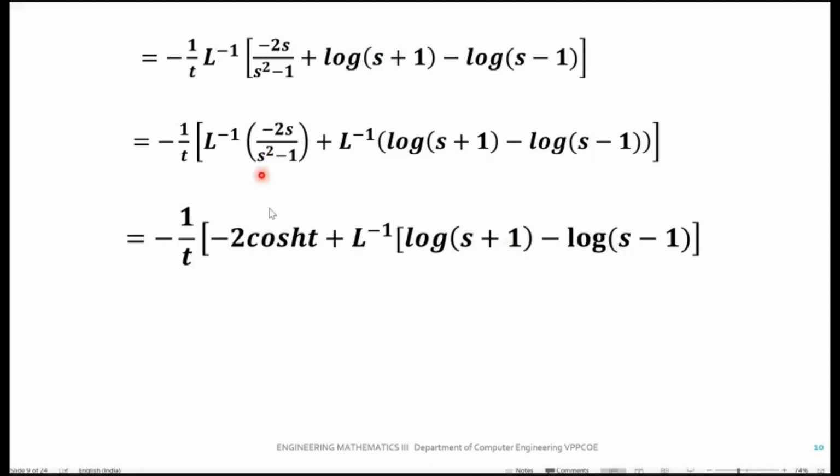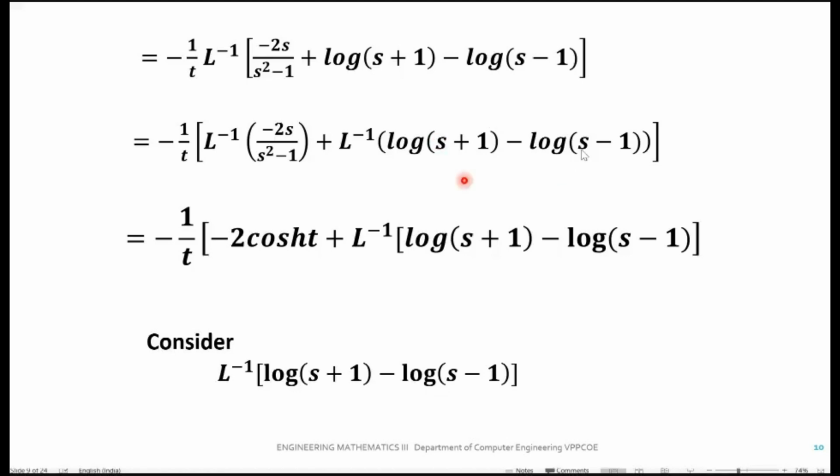उसके बाद L inverse of first term will become minus 2 cos ht, and L inverse of this term I have kept as it is. Now again you are having L inverse of a log function. ठीक है, तो अगर L inverse of log function है तो हमें फिर से property use करनी पड़ेगी. So what we will do is again consider this function separately and calculate, again using the same property, the L inverse. यहाँ L inverse बचा है अपना and we are having a log function inside L inverse.